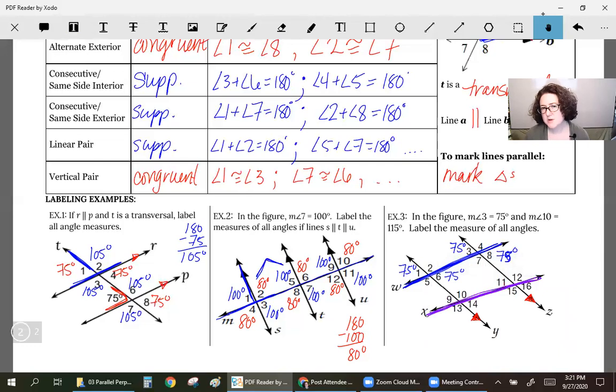But then we can do either vertical angles, same side interior angles, linear pairs. What do the remaining angles need to be? And you actually already did the math in example 1. So all our remaining angles on there actually have to be 105 degrees.